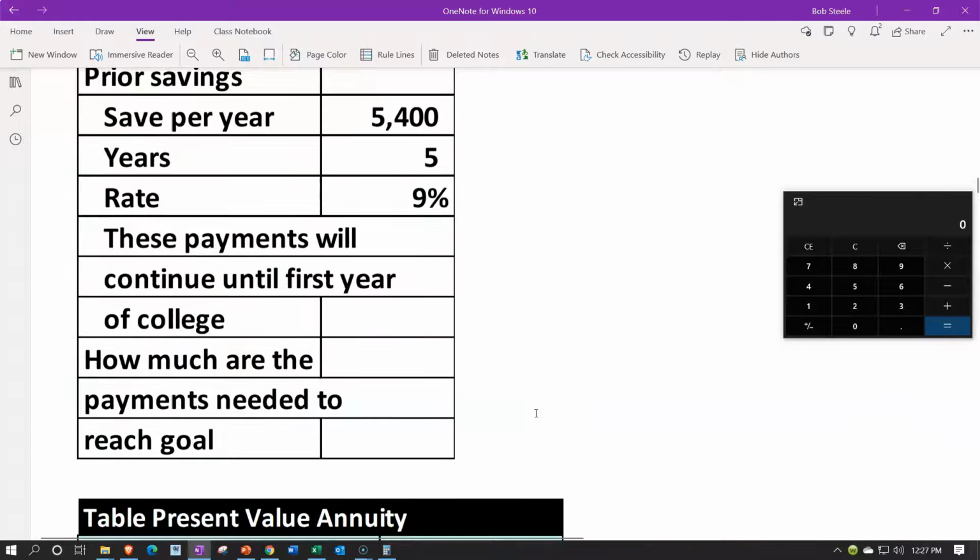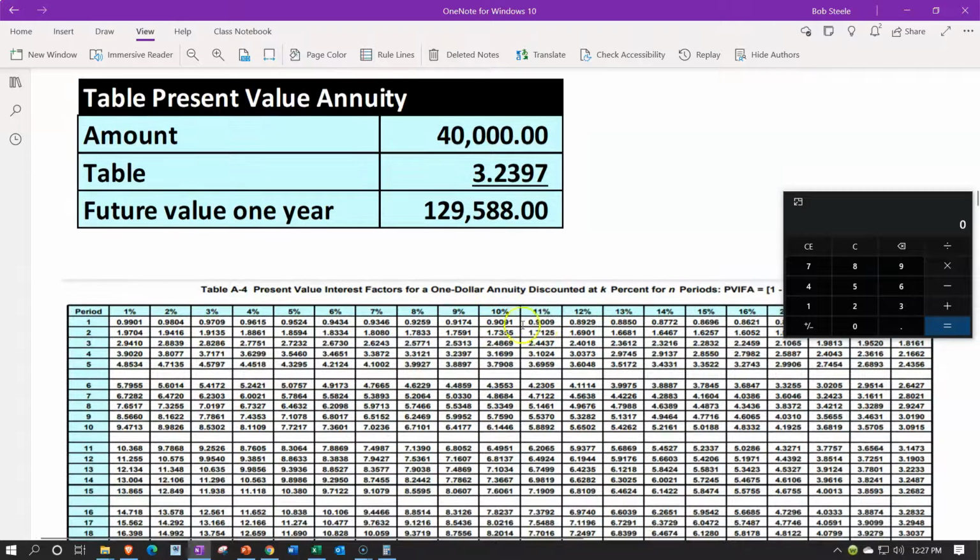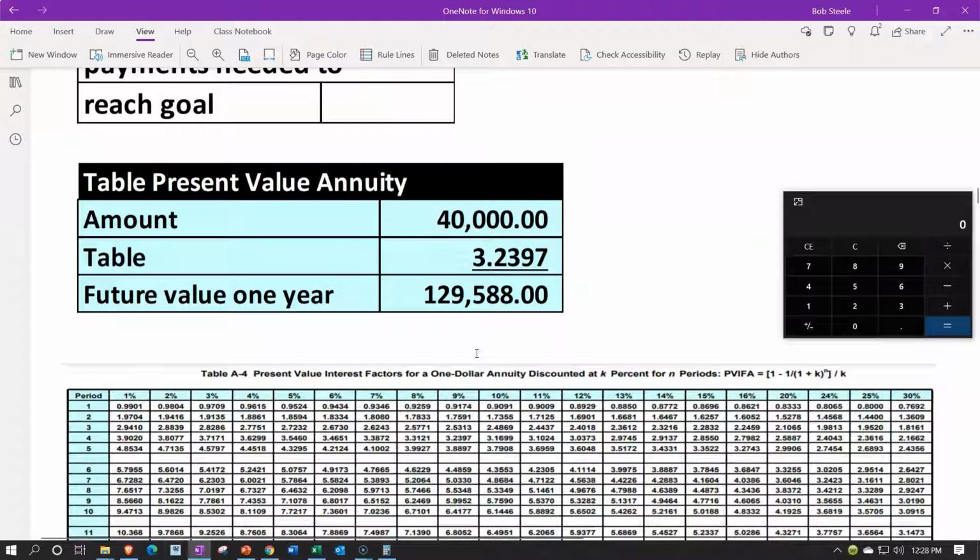So that's going to be 9% and 4. We're looking at 9 and 4, and that's going to be then 3.2397, making sure that you got the proper table. This is a present value annuity table. Our editors down here always put the proper table down there for us, so that's nice. So we've got the 9 and 4, the 3.2397.